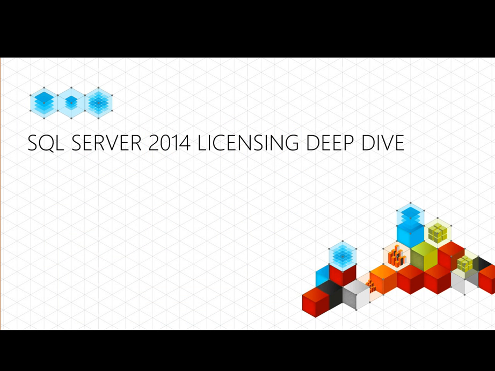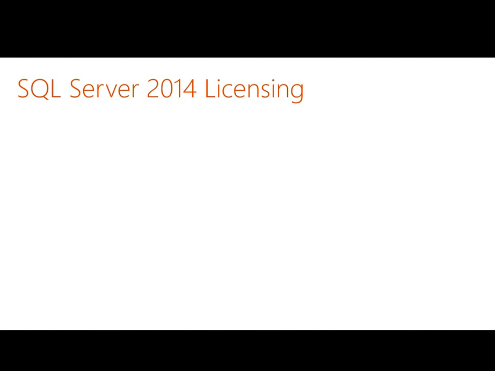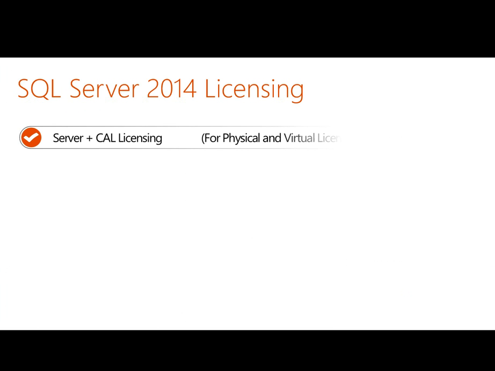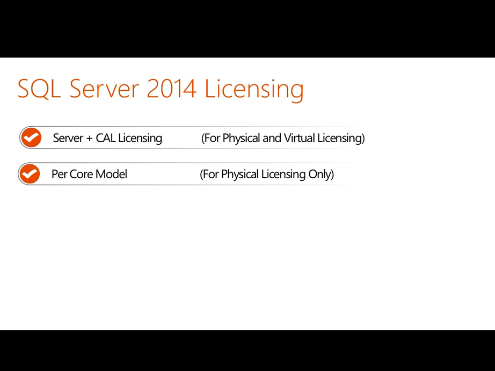Now let's talk about the deep dive licensing for SQL. So for SQL Server 2014 licensing, we will talk about the server and CAL licensing. Server and CAL licensing means you're going to install the SQL Server 2014 in a physical server or in a virtual machine. Okay, that's why it's called physical and virtual licensing. Server and CAL is for physical installation or installing the license in a virtual machine. Per core model is for physical licensing only.